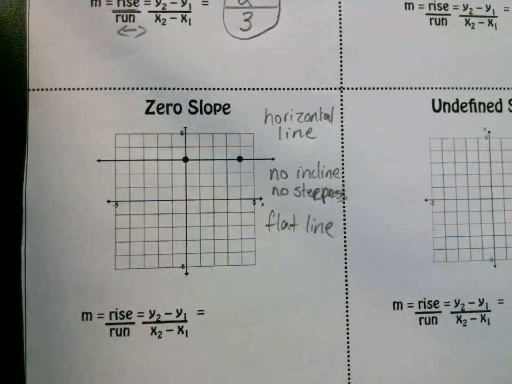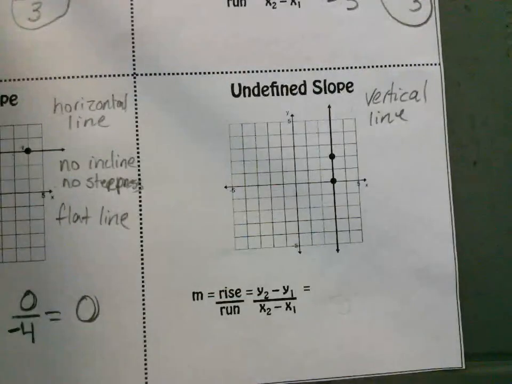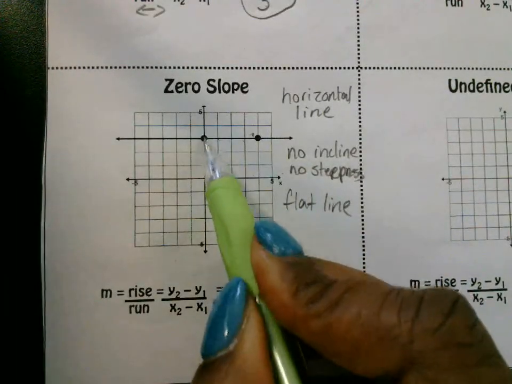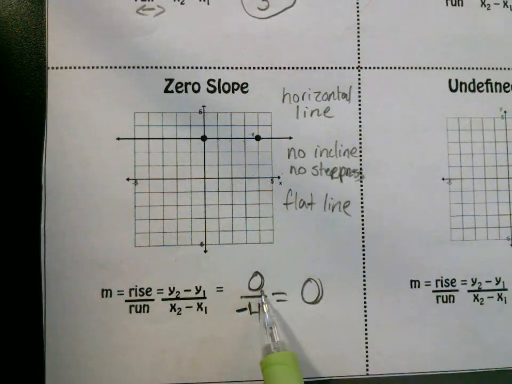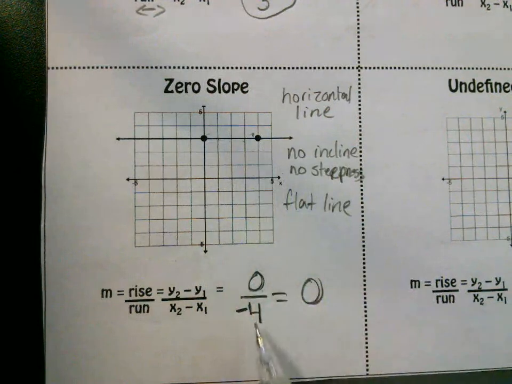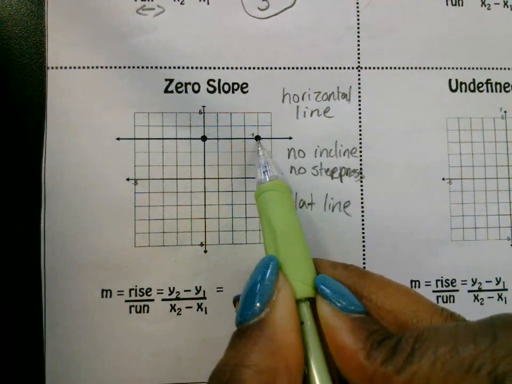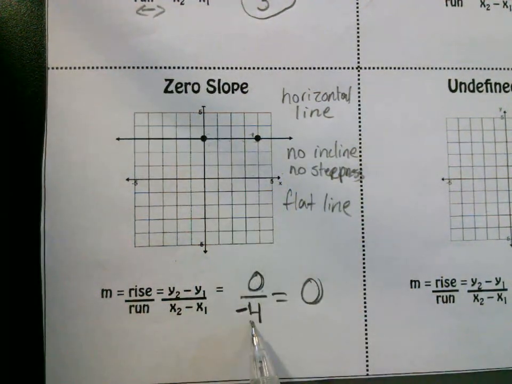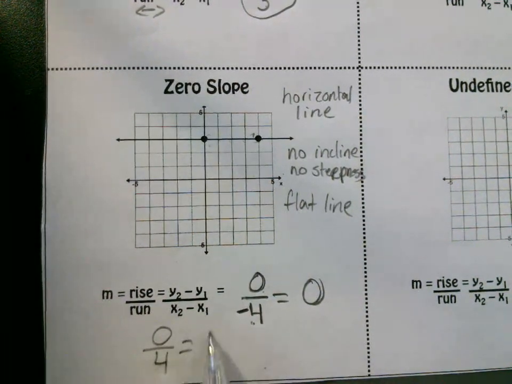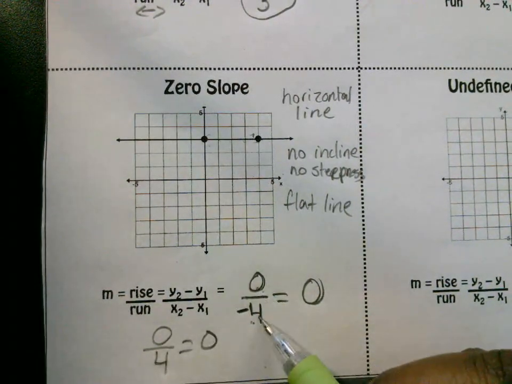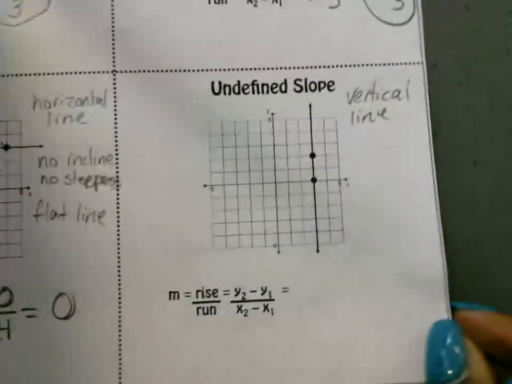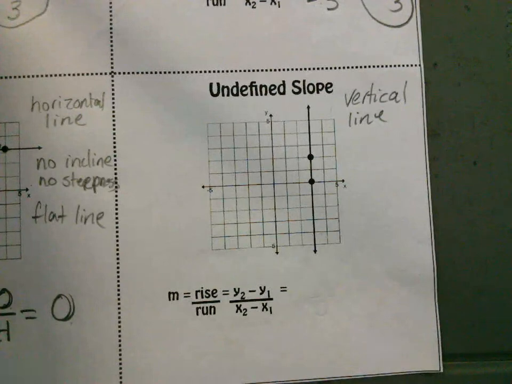All right, let's try it. See if you can do this one. You already got this. You did not go up at all. So the top number is 0. You went over to the right 4 times, so it's positive 4. Or you could have gone to the left 4 times, negative 4. Either way, 0 over positive 4 is equal to 0. 0 over negative 4 is still equal to 0. Do undefined slope.